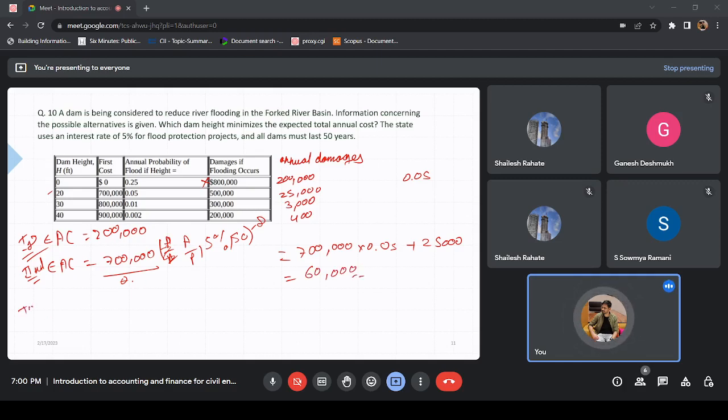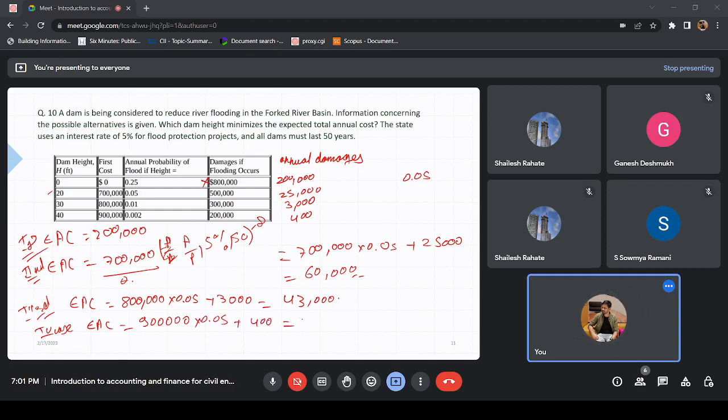Similarly, for third case, EAC would be equal to 800,000 into 0.05 plus 3,000, right? So it would be 43,000. In fourth case, it would be 900,000 into 0.05 plus 400, which is equal to 45,400.